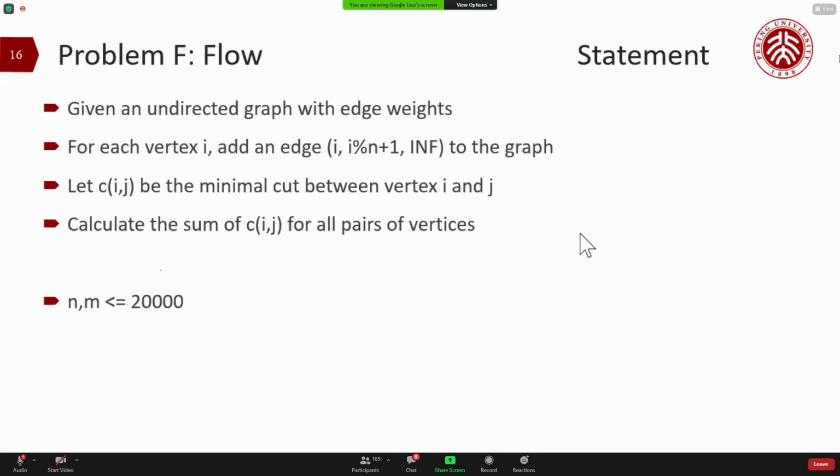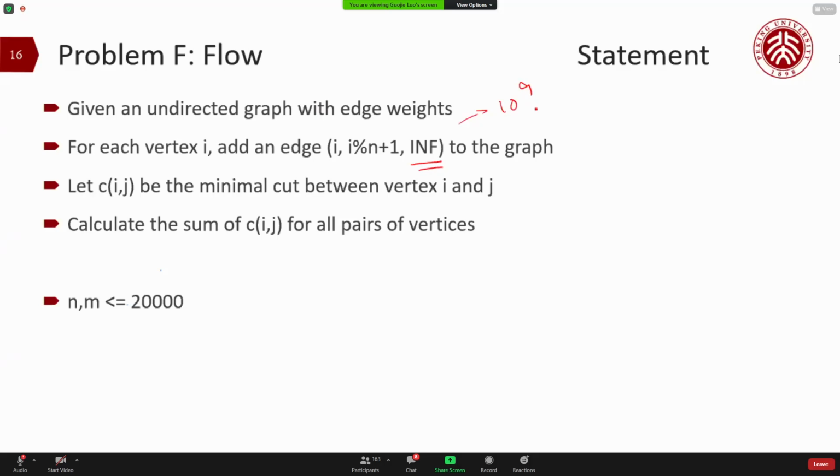And then problem F flow. So let's see the problem statement. Given an undirected graph with edge weights. In the problem statement there's a story, but we can just ignore the story. What it does is that for each vertex I, add an edge from this label to the next label modularly, and the edge has a very large weight. In fact, in the problem it's not infinity, it's 10 to the 9, but it's big enough.